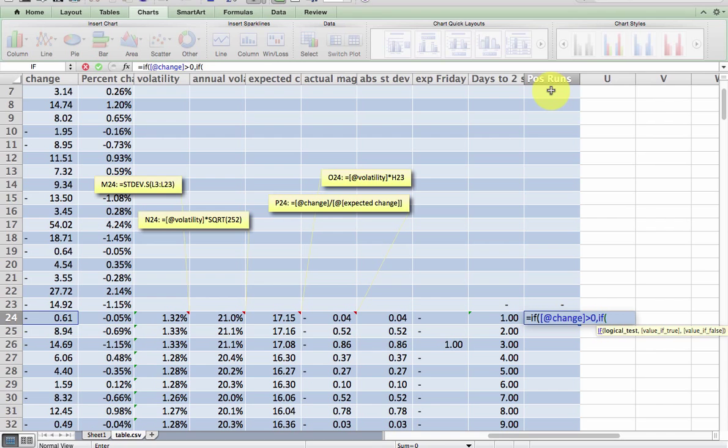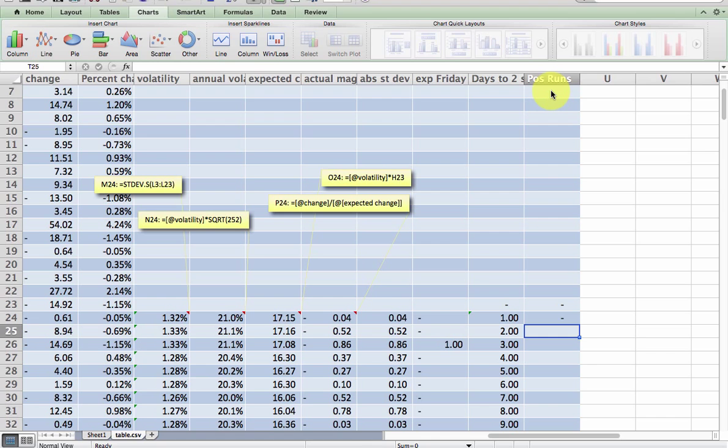We're going to look at this value, and if it's greater than or equal to 1, we're going to add 1 to it. Otherwise, we're just going to call it the first positive day in a while. And if it's not greater than 0, we're just going to put a 0 here. Now I'll copy that down.